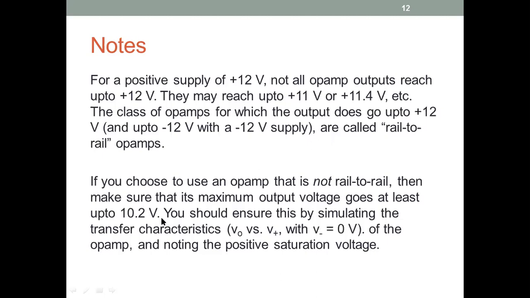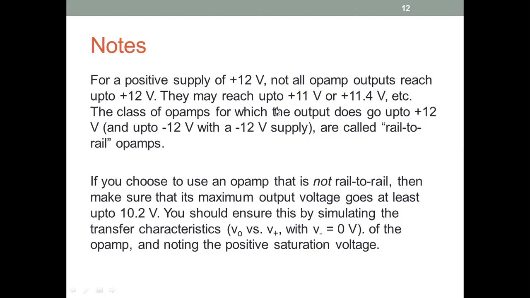So that is what I'm saying here. So how will you do that? The data sheet should say it also, but just to make sure that the op-amp is doing what the data sheet says, it is a good idea to simulate the transfer characteristic and actually see that the op-amp output does go to 10.2. There's another simpler way of doing this.